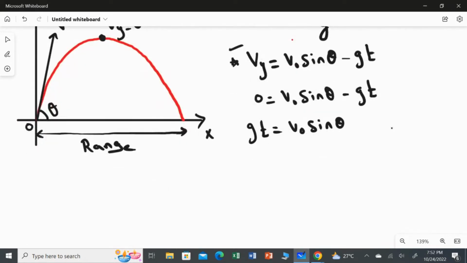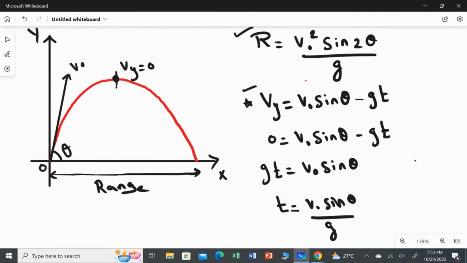Now I'm going to move this g to the right hand side, into the denominator. By that, you will get the equation for the time. So the time is equal to v naught sine theta over g. Actually, this time is nothing but how much time the projectile will take to reach up to this point. Clear? You have to see the diagram. So this is the time from the origin to this point, how much time the projectile will take: v naught sine theta over g.